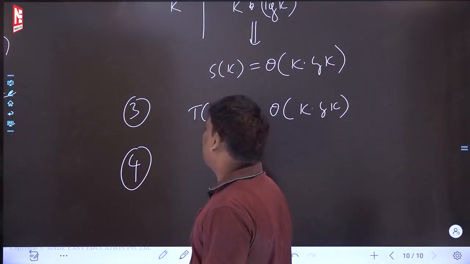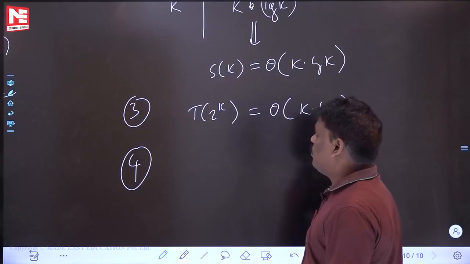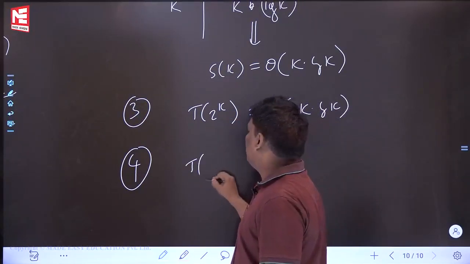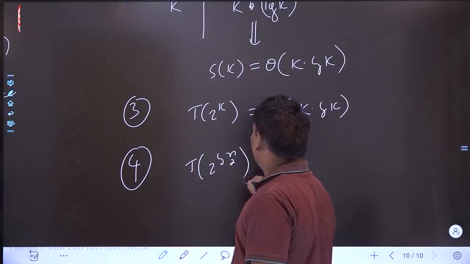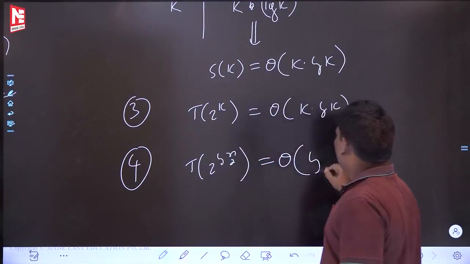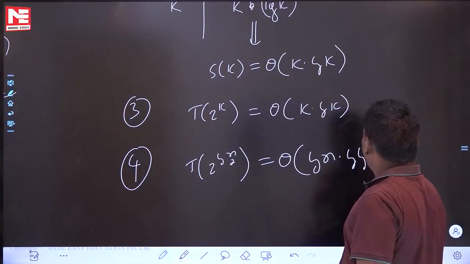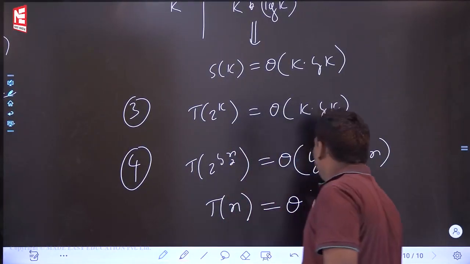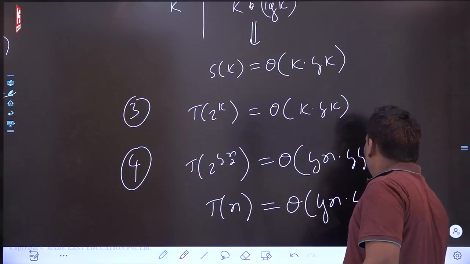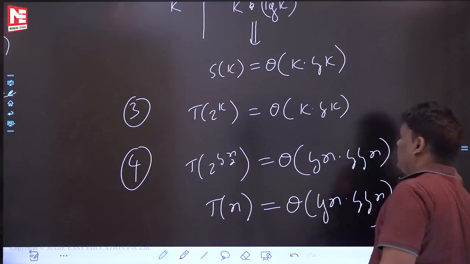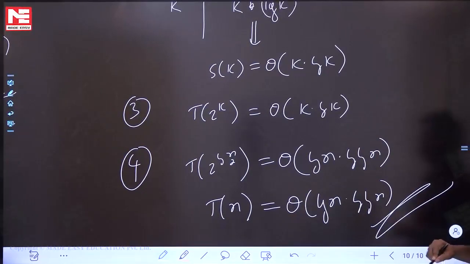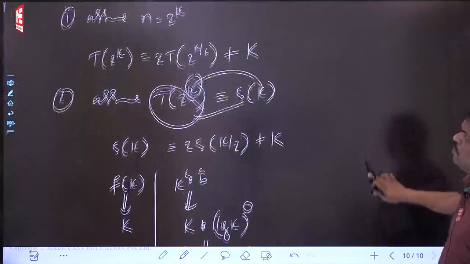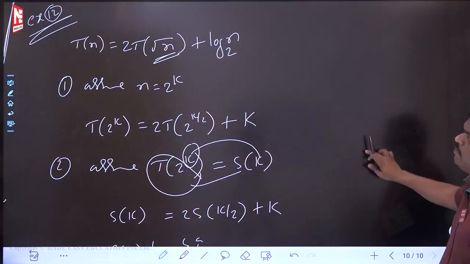Go to the fourth step. The fourth step is the reverse of the first step. What is the first step? n is equal to 2 power k. What is the reverse? k is equal to log n. Replace k by log n. T of 2 power log n base 2 is equal to theta of log n into log n. Finally, T of n is equal to theta of log n into log n. So the answer to this problem, 2T(root n) plus log n, is log n into log n.